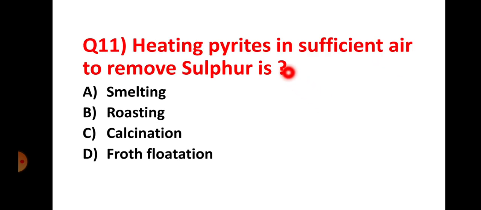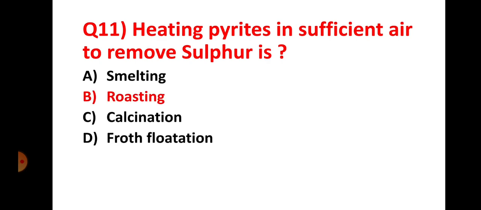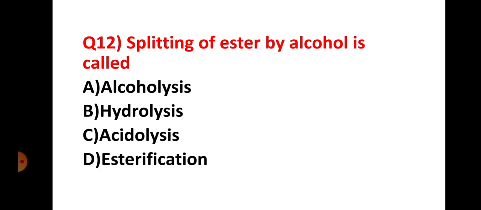Heating pyrites in sufficient air to remove sulfur is called roasting. In the roasting process, these pyrites are more concentrated and sulfur is removed. Now let's move to question number 12.